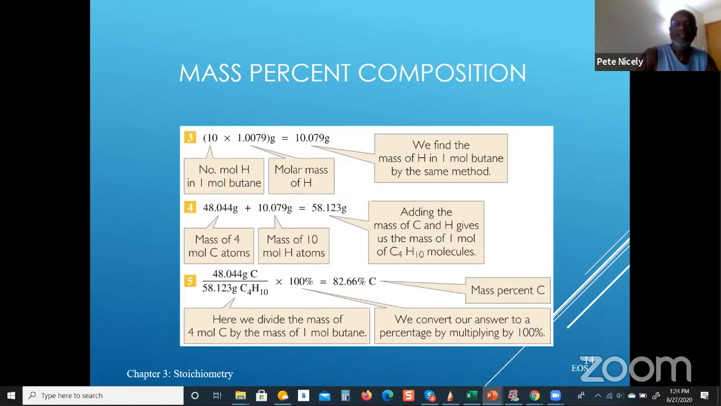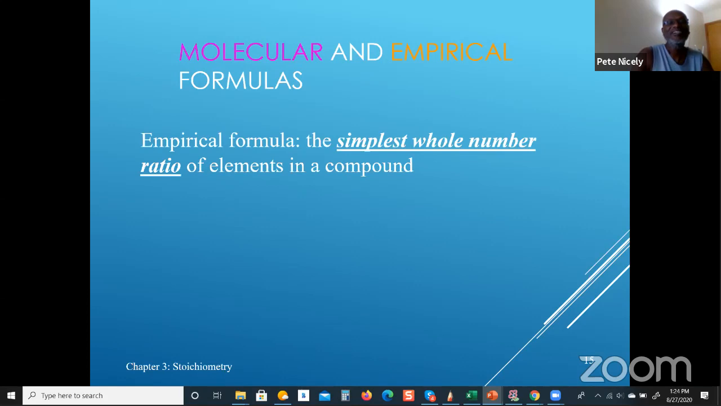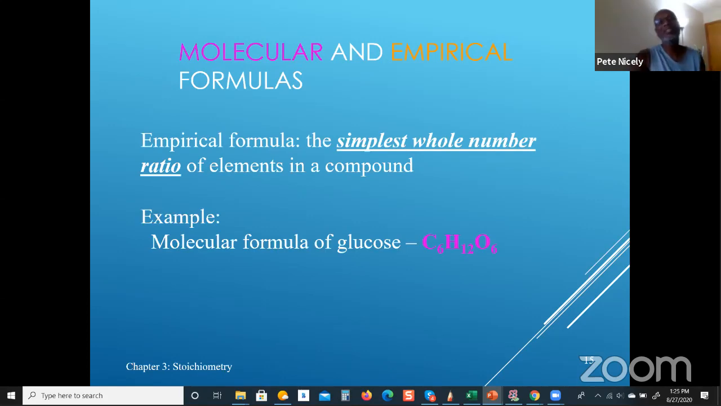Okay, so let's talk about the difference between the molecular formula for a compound and the empirical formula. If I remember correctly, we talked about this before, but we're going to get into more details as to how we can determine them using calculations based on empirical mass and molar mass and percent composition data and all of that good stuff. Okay, so just to remind you, the empirical formula is the simplest whole number ratio of the elements in a compound.